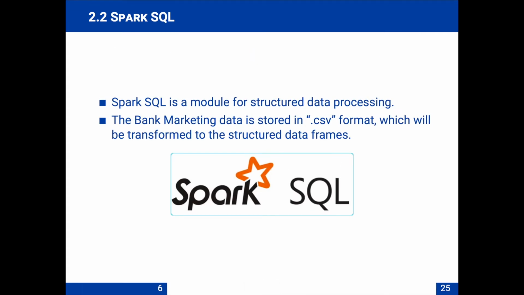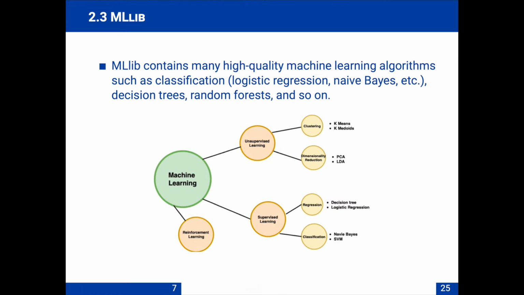And then is Spark SQL. Spark SQL is a module for structured data processing. We'll transform the bank marketing data, which is stored in CSV format, to a structured data frame. We'll be able to use Spark SQL to read and process the data more efficiently. Then is MLlib. MLlib contains many high-quality machine learning algorithms such as classification, decision trees, random forests, and so on. The variety of algorithms contained in MLlib can surely help us yield better results.